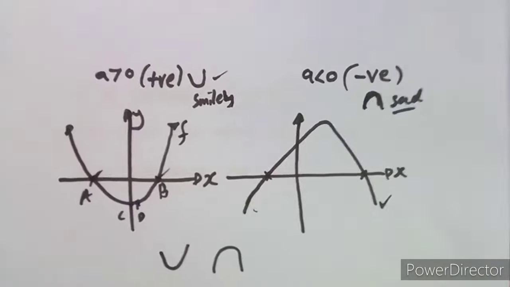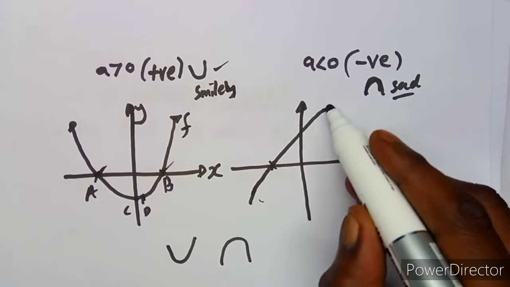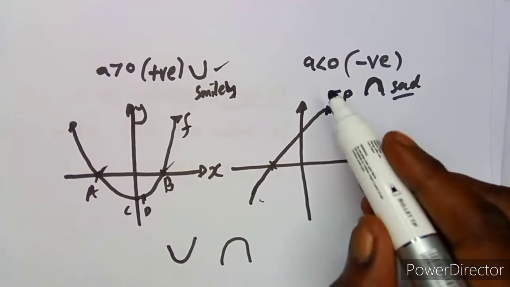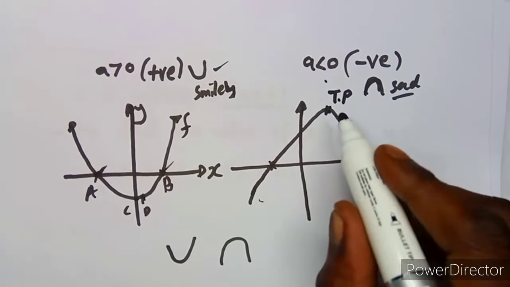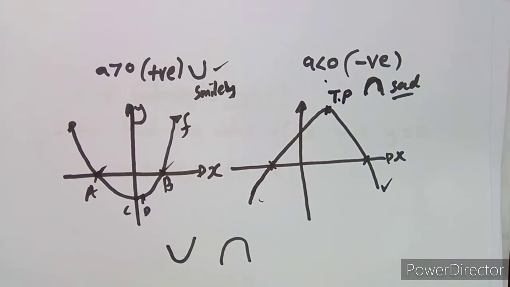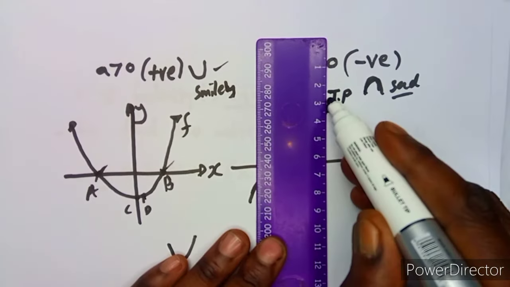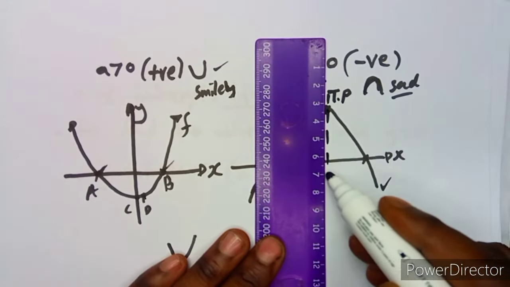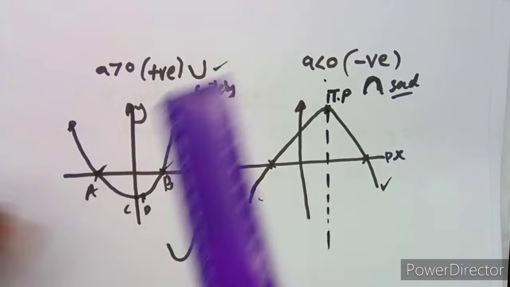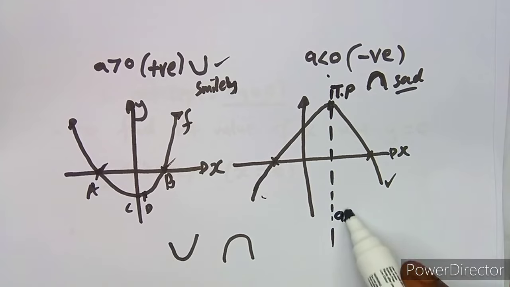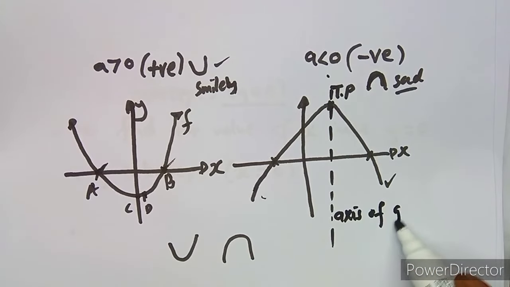A graph like this is going to have a turning point, just like what we saw here. At this turning point there is a line which divides this graph into two equal parts. If we draw something like this, this line divides the graph into two equal parts, and it is referred to as the axis of symmetry. That's the axis of symmetry.